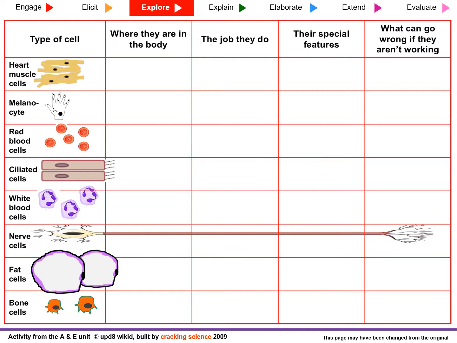So first we're talking about where in the body would we expect them to be. So where in the body are they? So our heart muscle cells, obviously heart muscle, it's pretty easy. Our melanocytes are our skin cells, so we'll see them in the layers of skin. The red blood cells obviously show up in the blood. Ciliated cells would be located in the windpipe and also the lungs. The white blood cells are also in the blood, but they're also in the body as well. They're in the blood, but also other parts of the body located around the tissue.